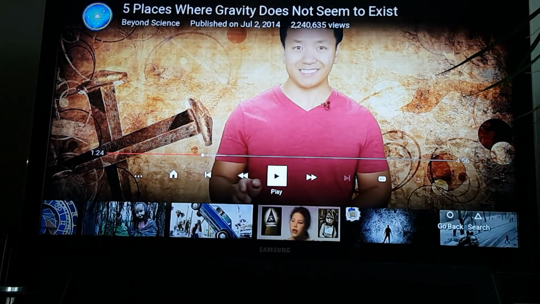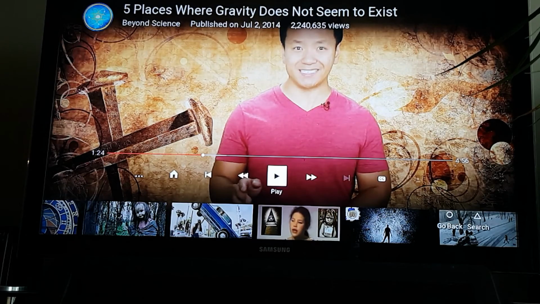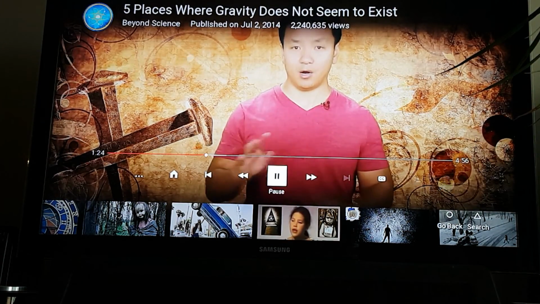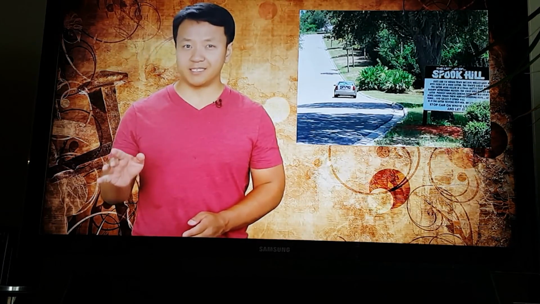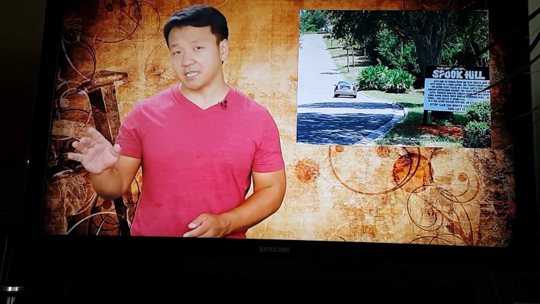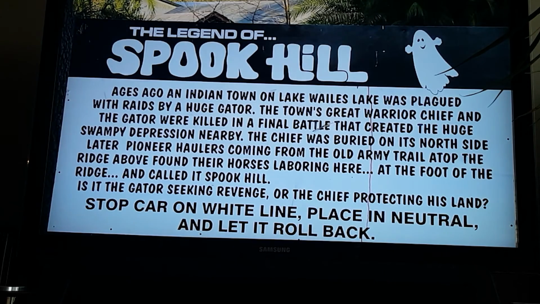Now, gravity hills where cars appear to defy the laws of gravity exist. Remember, they don't appear to defy the laws of gravity. Law of gravity is false. All across the globe. Spook Hill is somewhat unique in that it's officially recognized by the town. There's a large sign on North Wales Drive explaining the legend of Spook Hill and how to experience the effect.